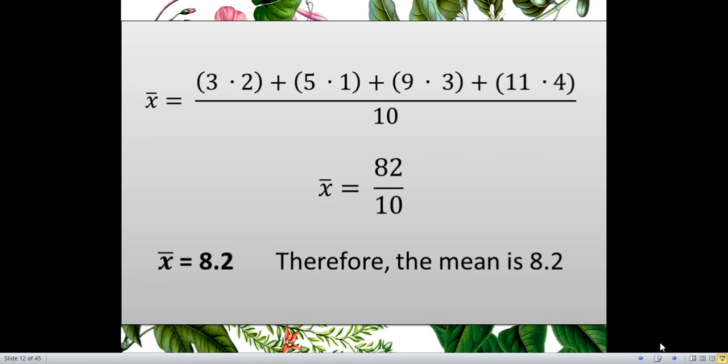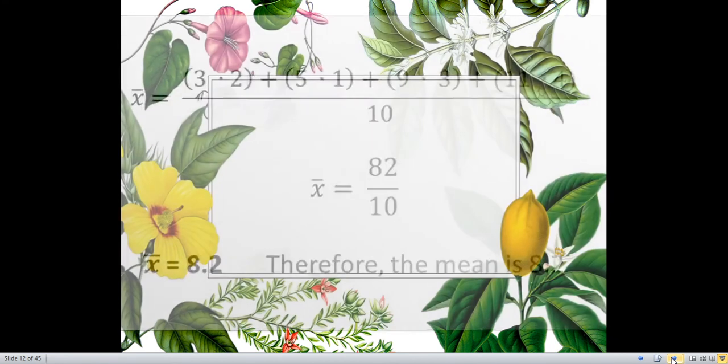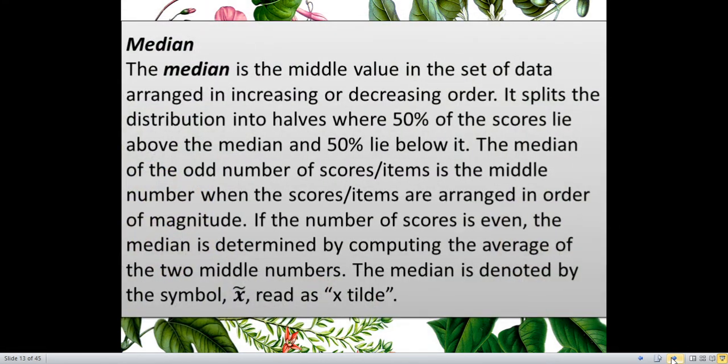So there are times that your mean is not a whole number. Sometimes it is a decimal number. Okay, we're done with the mean. How about the median of ungrouped data?